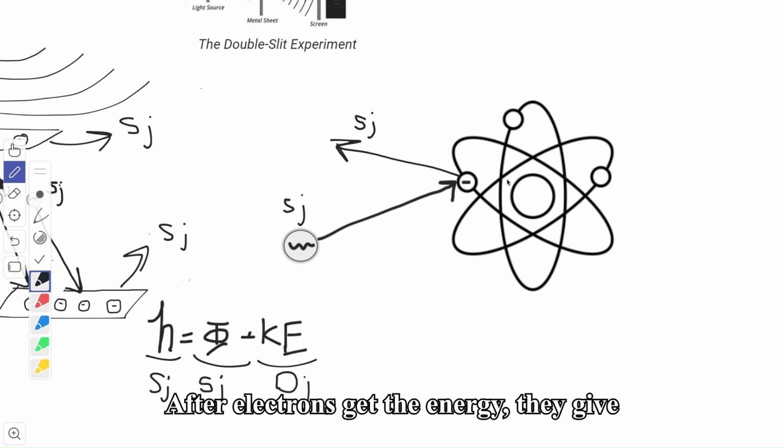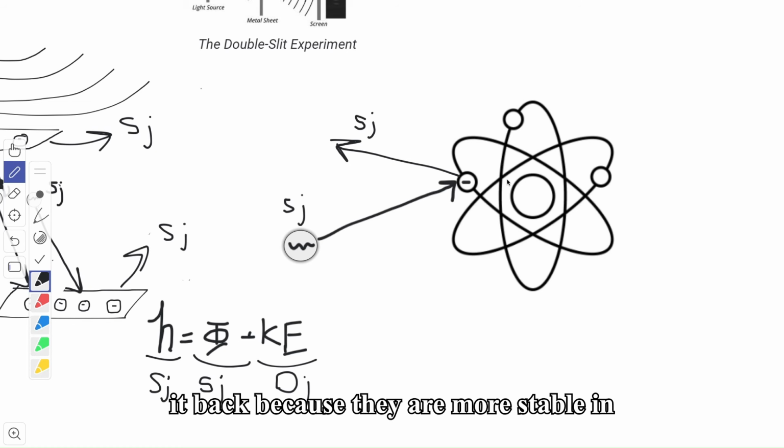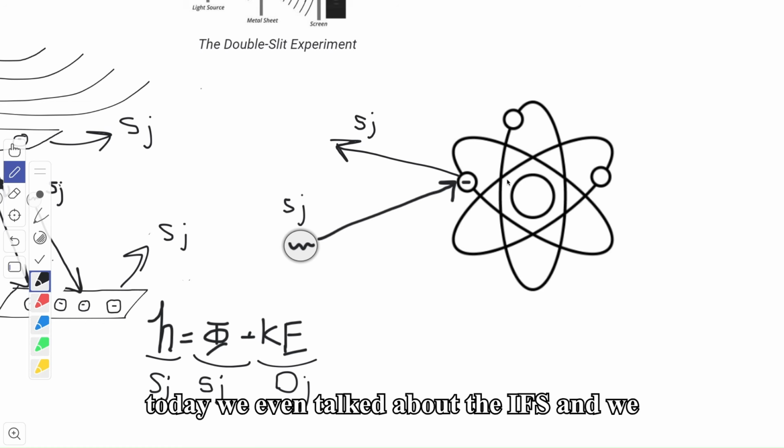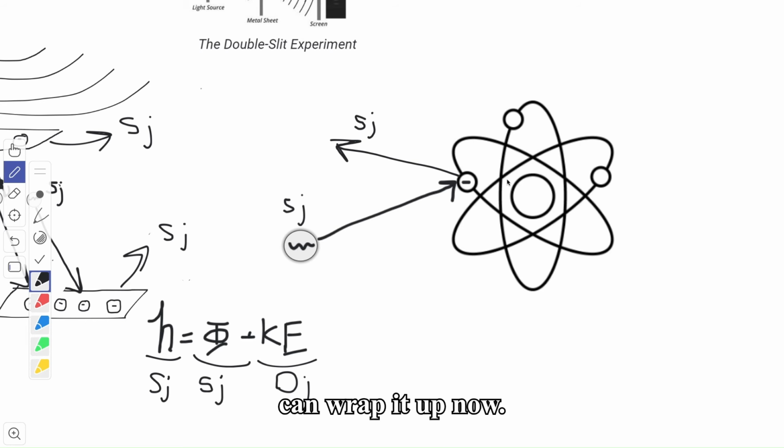After electrons get the energy, they give it back because they are more stable in their old state, and in the process they create a beautiful set of images. So, today, we even talked about the ifs, and we can wrap it up now.